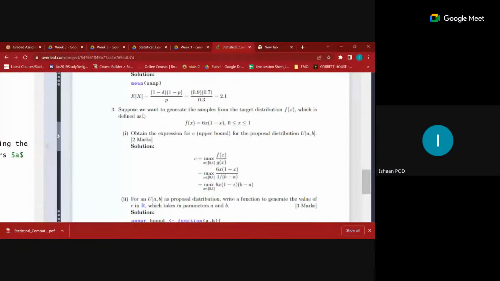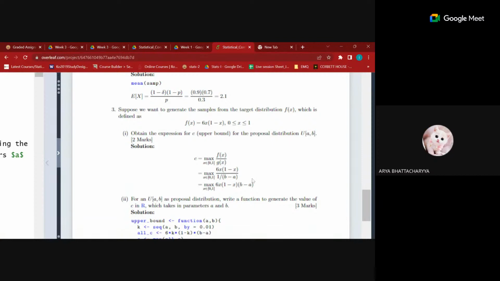In week 2, you had one question to obtain the expression for C, right? In the third question, you can simply do it like this. This is the expression you need to maximize over x. That's all you need to give. Okay, so we don't need to write the intermediate steps?